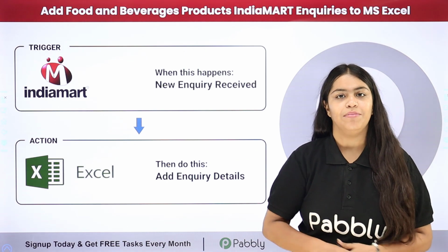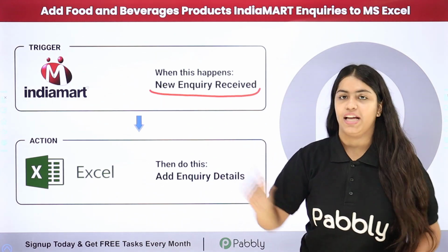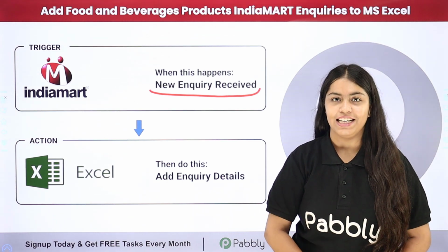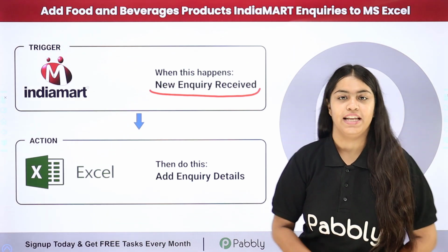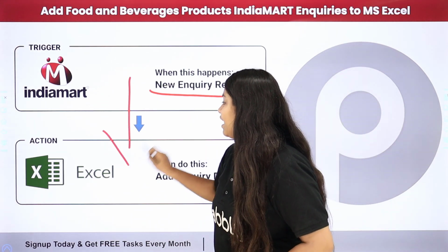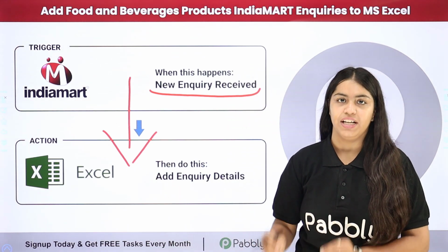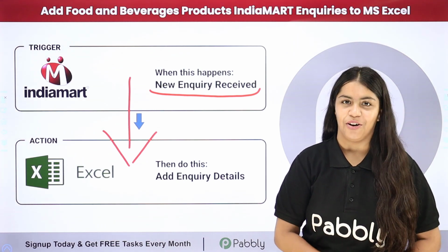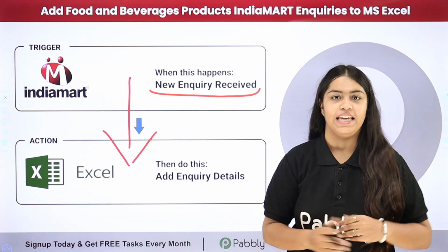So now to streamline my process, what I want is that as soon as a new inquiry is received from my IndiaMART account, automatically the details of that inquiry and that lead should be added to my MS Excel. So to do this, we are going to create a connection between IndiaMART and MS Excel. To create this connection without knowing any programming or coding language, we are going to use Pabbly Connect. It is an amazing automation software. So I'm going to do all of this so that I can convert my leads into paying clients.